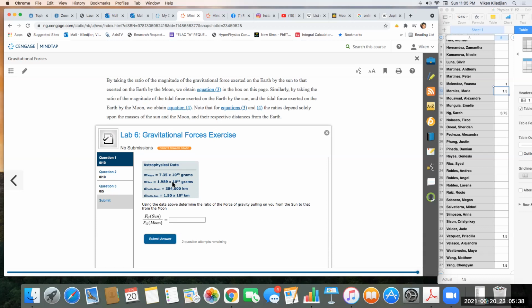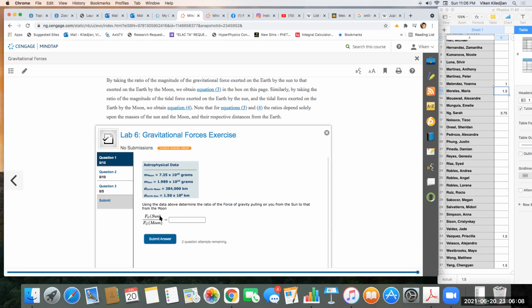So hold on, we're trying to find the ratio of the force of gravity pulling on you. So imagine you were living on Jupiter. If you were living on Jupiter, we want to find the force of gravity on you from the sun divided by the force of gravity on you from the moon of Jupiter. So that's the better way to do it. That's kind of what they want to know here.